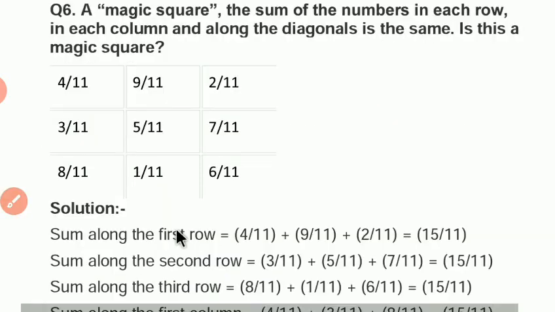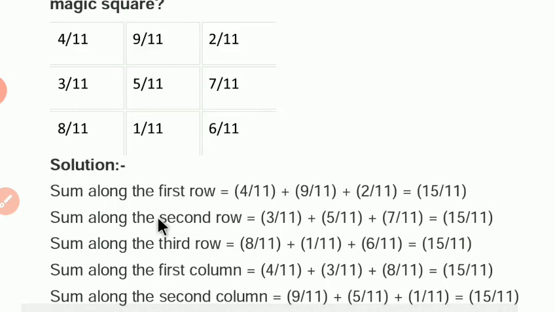Now we'll see its solution. So first we'll find the sum along the first row. The first row is 4 by 11, 9 by 11 plus 2 by 11. You can see that here the denominators are equal. If denominators are the same, then directly we have to add the numerators. So 4 plus 9 plus 2: 9 plus 2 is 11, 11 plus 4 is 15, so 15 upon 11. Then the sum along the second row. The second row is 3 by 11, 5 by 11, 7 by 11. So 3 by 11 plus 5 by 11 plus 7 by 11. Here you can see if in any fractions the denominators are the same, then directly we have to add the numerators.